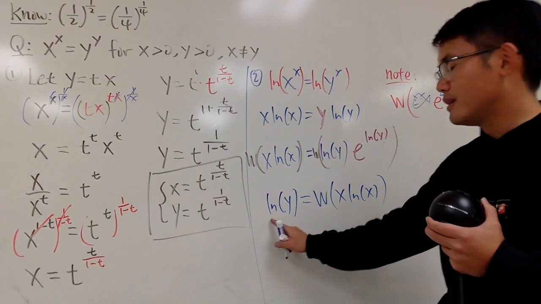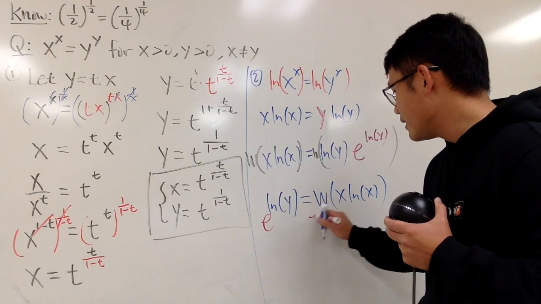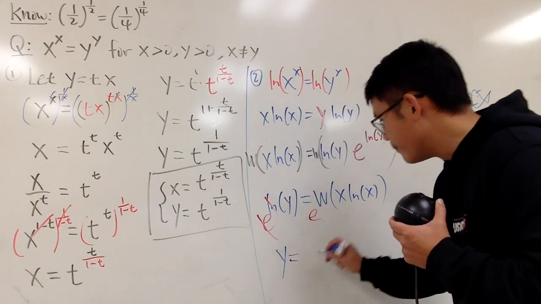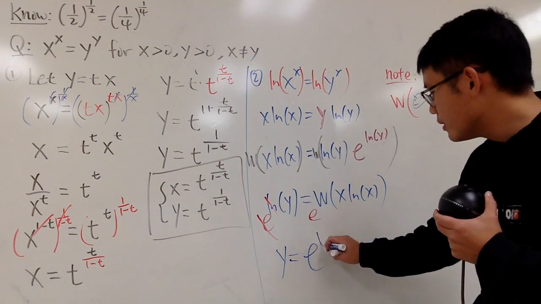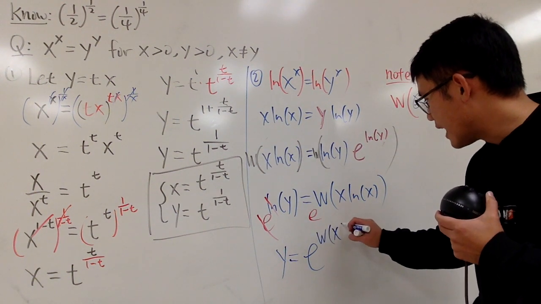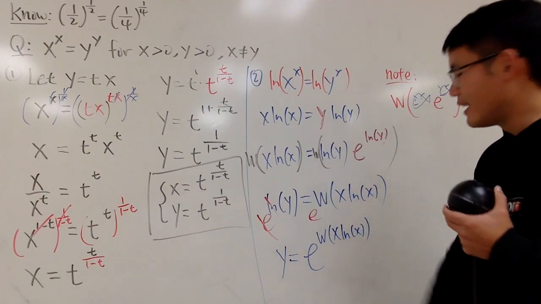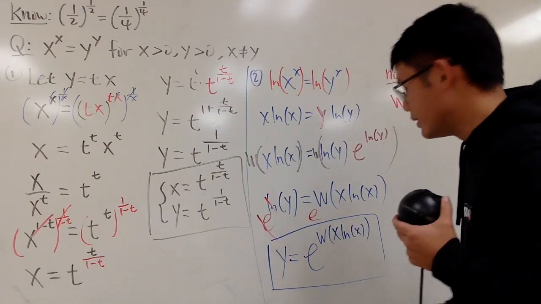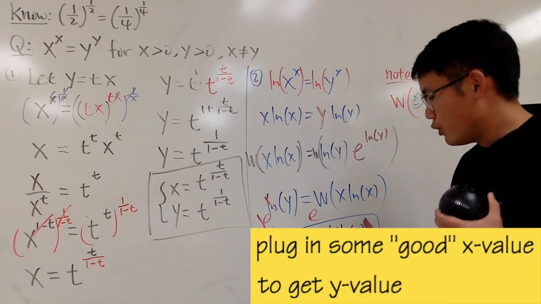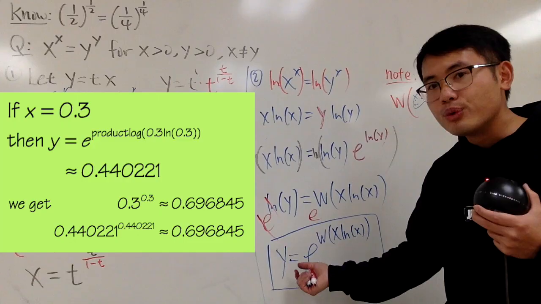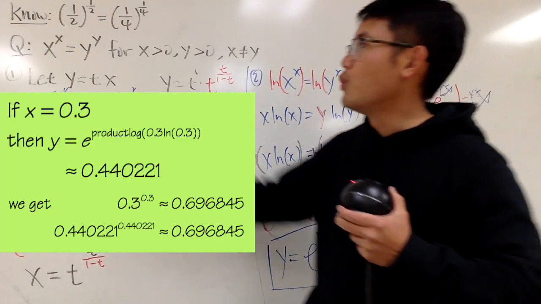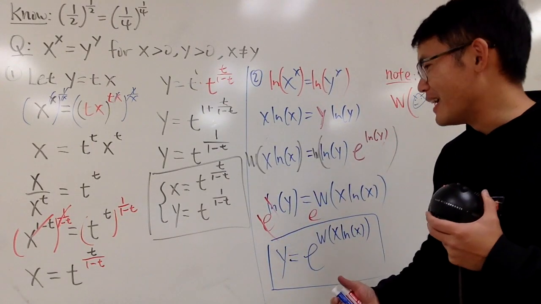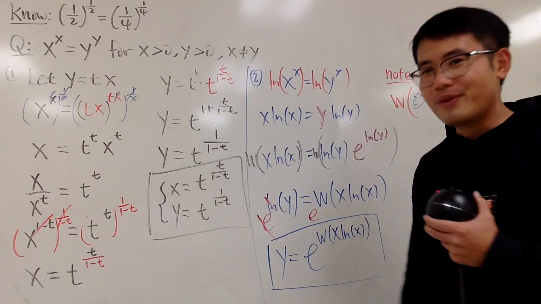And then I will just do e to this power and e to that power on both sides, so they cancel each other out. Finally, y is equal to e raised to the W of x times ln of x power, like that. Well, if you have this answer here, all you have to do is plug in some x value, work this out, and you can generate the y value, and the x and y value will satisfy this equation. All right? So these are the two ways that you can talk about the solution for that equation.